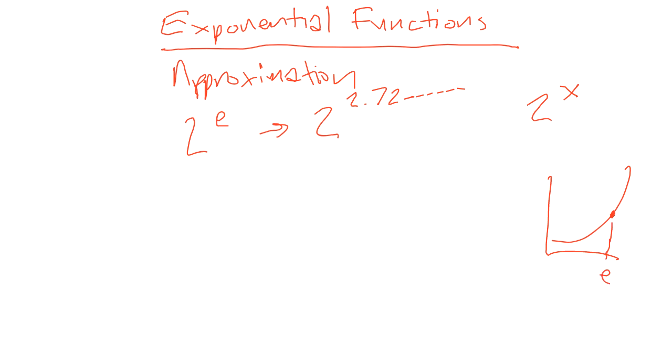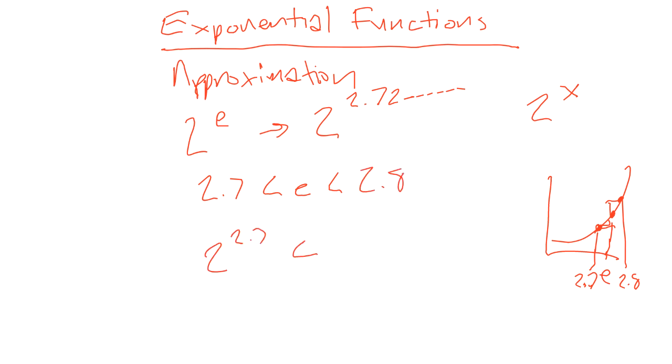Well, we could actually use this to go ahead and find an estimate using stuff that would be a little bit easier to say. So let's say we have 2.7 right here and 2.8 right here. When it makes sense to say that e is in between, we can find some estimation. Since we know that 2.7 is less than e, which is less than 2.8, then we know that 2 to the 2.7 is less than 2 to the e, which is less than 2 to the 2.8.